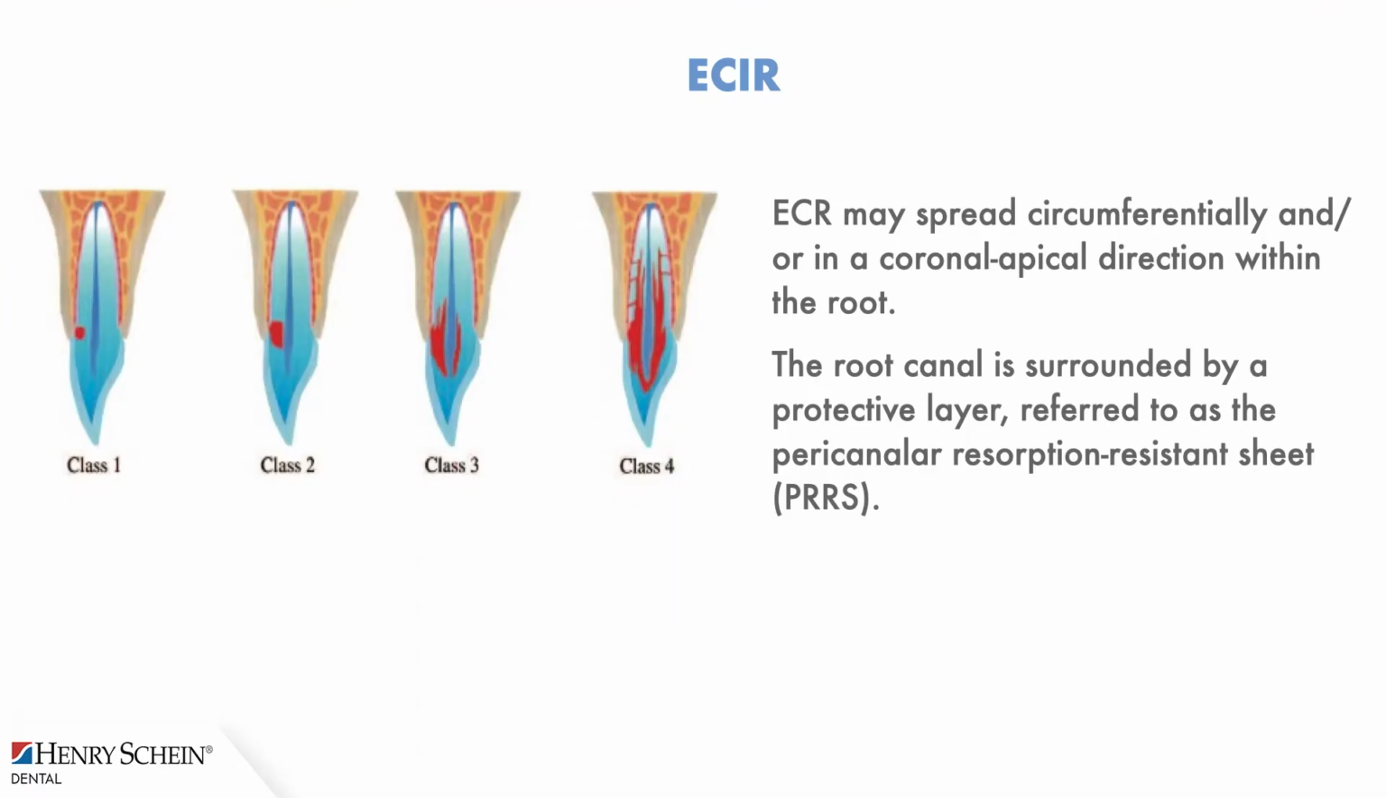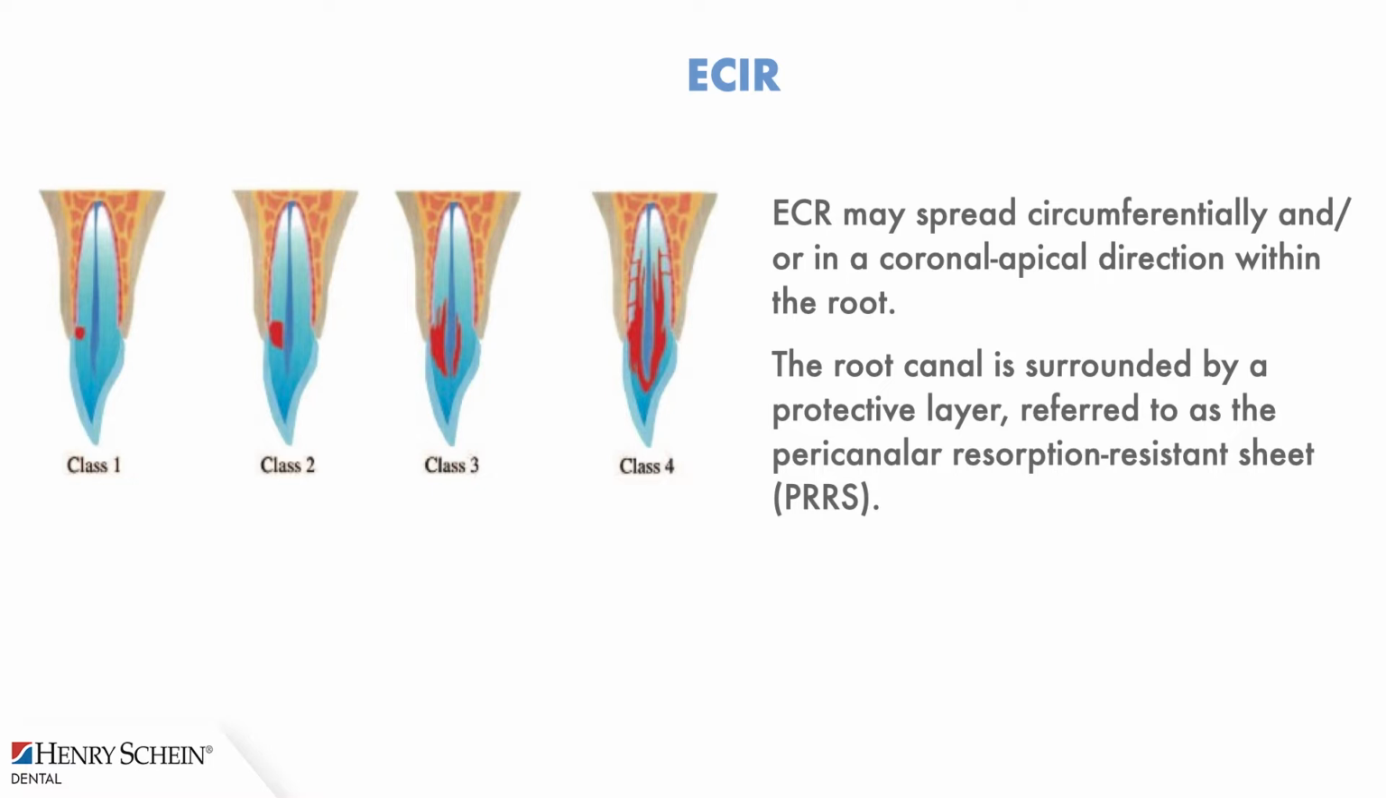Now, Heithersay published in 1999 and in subsequent papers a certain classification system, basically based on how big the resorption defect is. For ECIR, it will often spread circumferentially, so buccolingually, mesiodistally, and also apicocoronally, and so it will spread throughout the tooth. However, it often does not necessarily spread into the pulp, and that's because the root canal is surrounded by a protective layer referred to as the pericanalar resorption-resistant sheet.